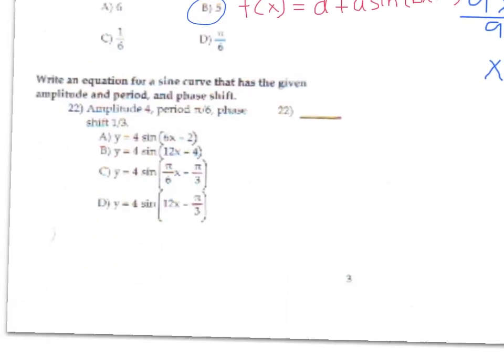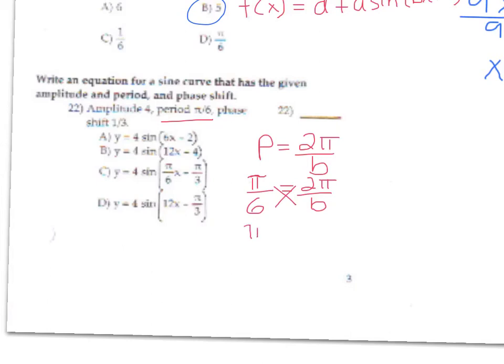Number 22, they want the amplitude, the period. Oh, they have that information. So the amplitude is 4. The period, the formula is P equals 2 pi over B. They're saying that is pi over 6. So instead of P, I'm going to put pi over 6, equals 2 pi over B. First of all, I need to find out what B is. So I cross multiply. Pi B equals 12 pi.